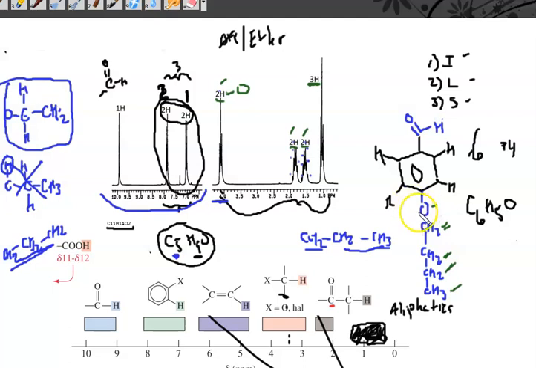So now, when you look at it, it all fits together. Then I got an aromatic with 4 hydrogens. Here's my aromatic with 4 hydrogens. So the aldehyde must be all by itself, hanging out at the other spot.